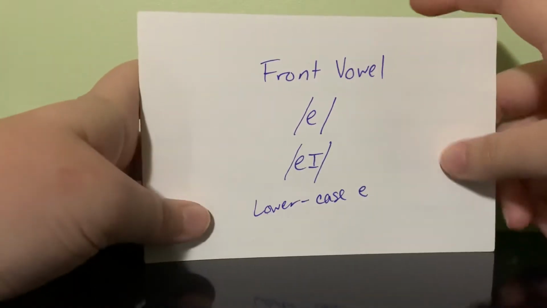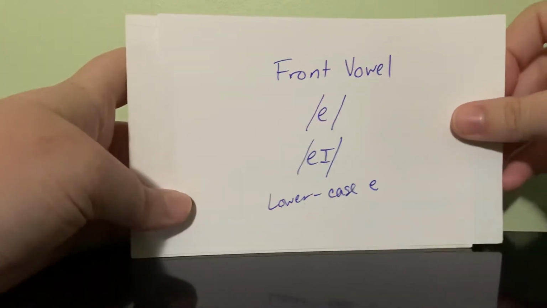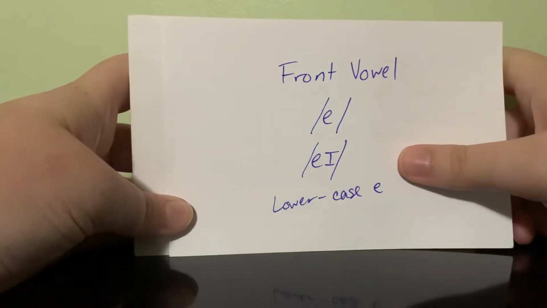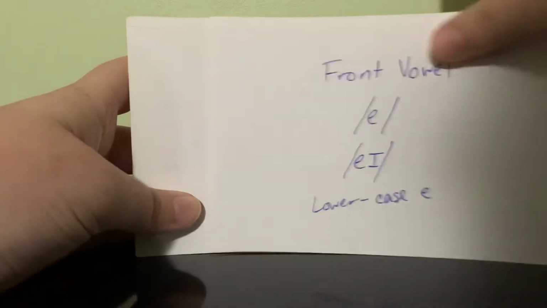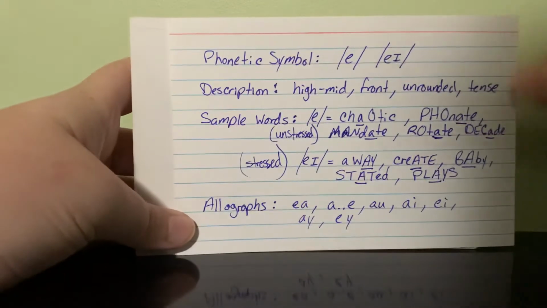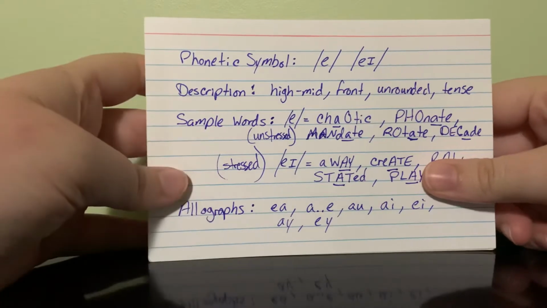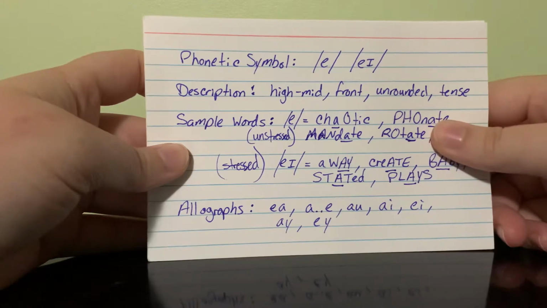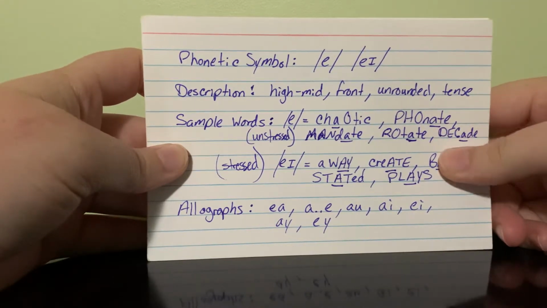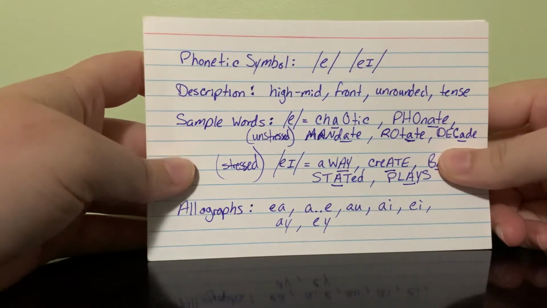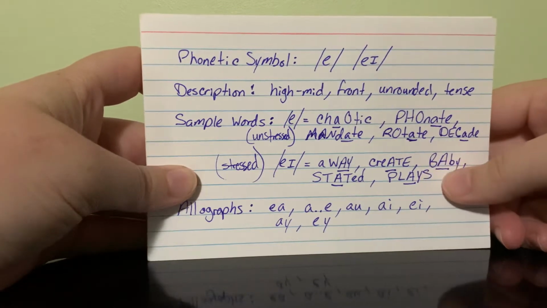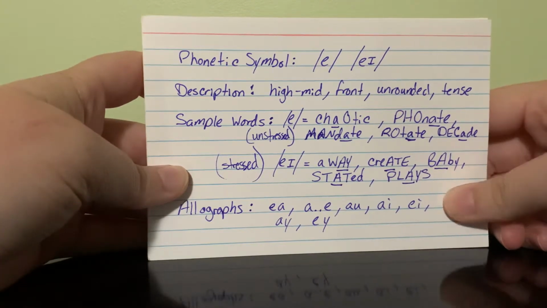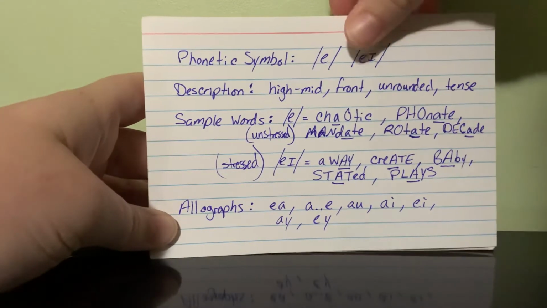Okay, so for the front vowels here, we've got the lowercase e, and also the diphthong of the lowercase e with the small capital I, both of which make the A sound. Its description is high, mid, front, unrounded, and tense. The lowercase e is in unstressed words such as chaotic, mandate, rotate, and then the diphthong e and the I is in stressed words like away, create, baby, and the various allographs listed there at the bottom.